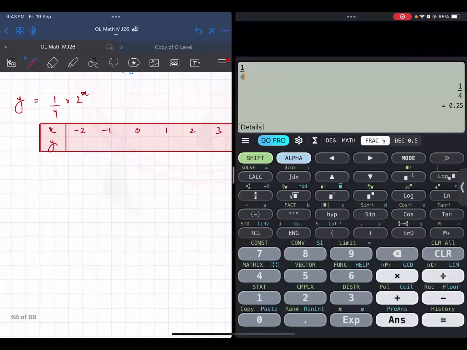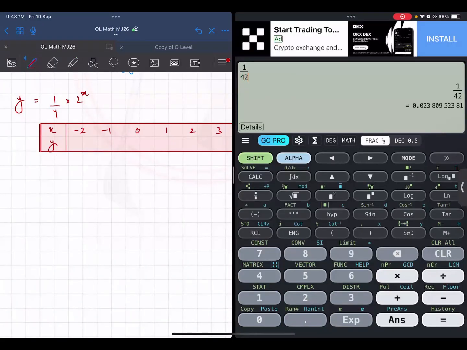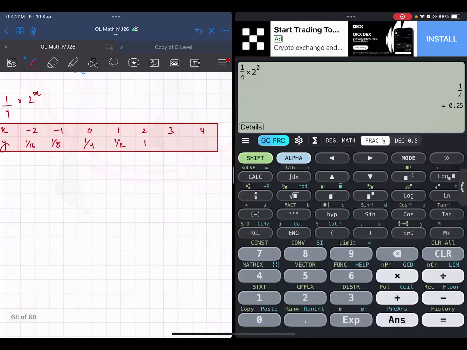So 1 upon 4 multiplied by 2 power x. For power -2, this is 1 upon 16. Power -1, 1 upon 8. Power 0, 1 upon 4. This would be 1 upon 2. This would be 1. This would be 2. This would be 4. So now you have all of these values.